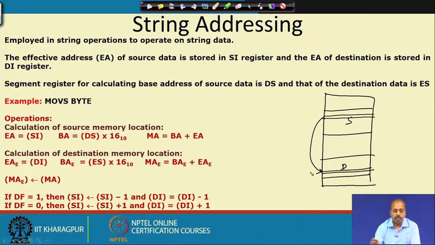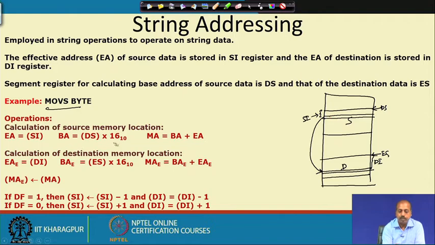Now, how to do that? The DS register points to this, the ES register points to this address, and then SI contains this offset. So, SI contains this difference, and DI contains this difference. Okay. So, when this move instruction is executed, first the content of this memory location is taken.